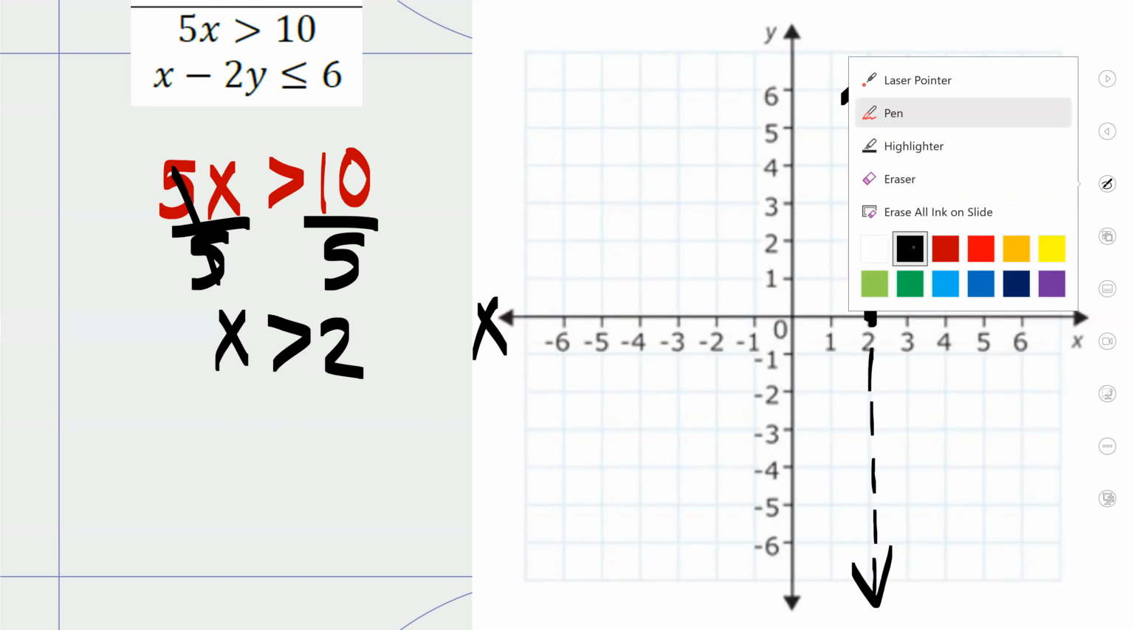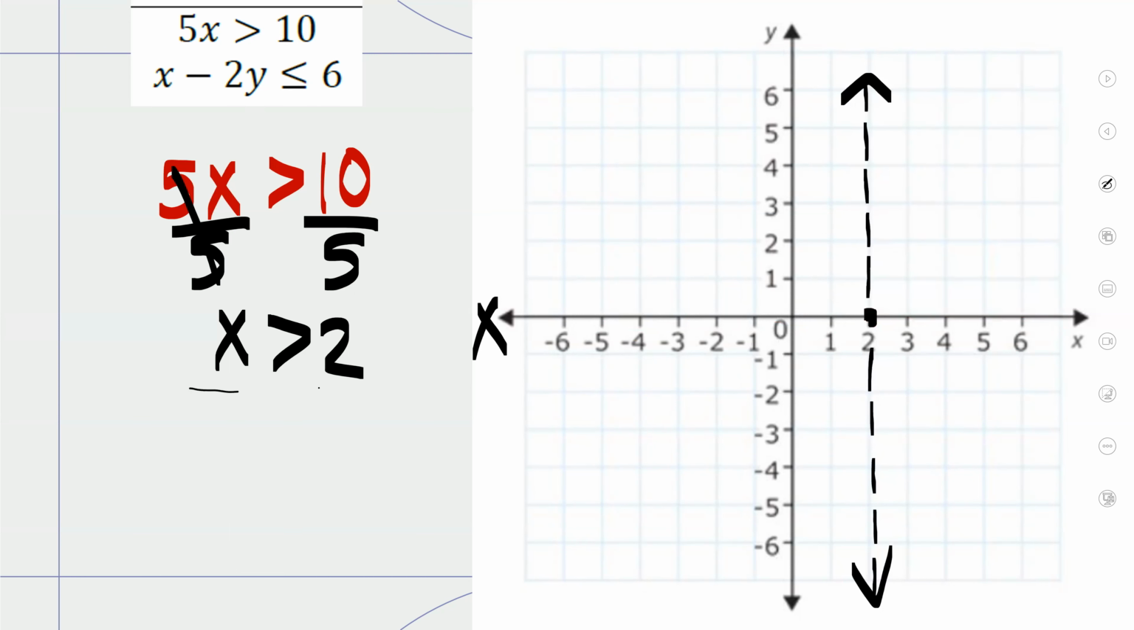Now let's read what it says. This says x is greater than 2. Well, the x values that are greater than 2 are on this side, right? These x values are greater than the ones over here. So I'm going to shade the right side of this.